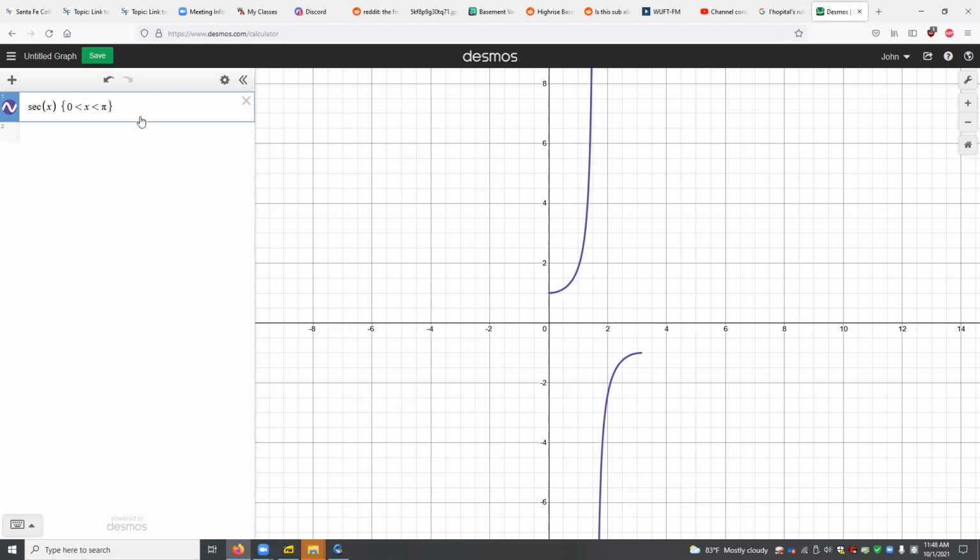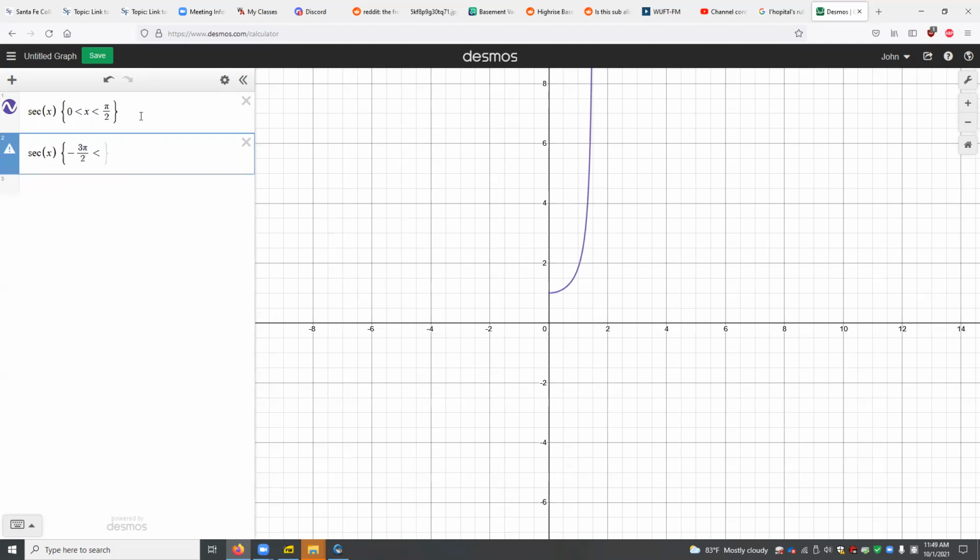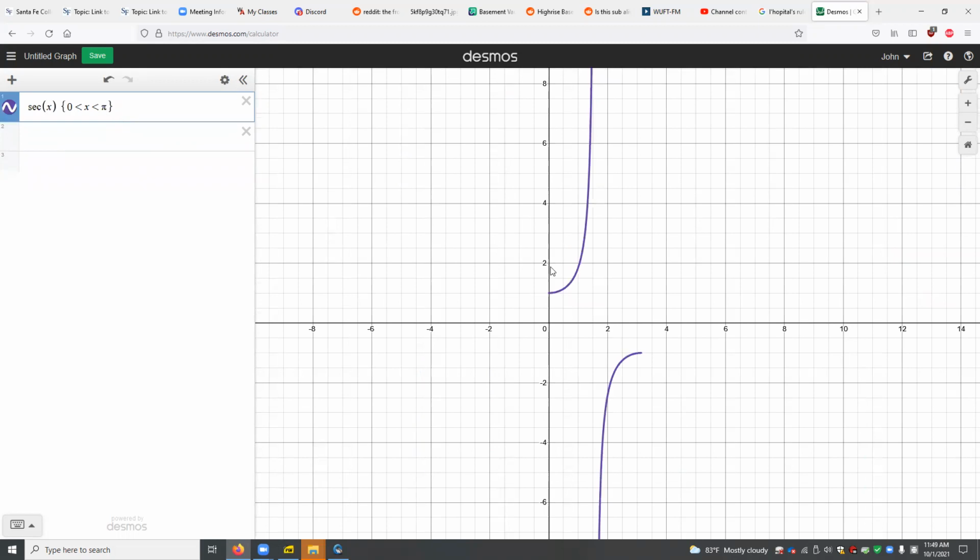Some people restrict this a little differently. They say 0 to pi over 2 and negative pi over 2, or something like that. I'm not sure what the other one is. There are other weird ways of restricting this, but the natural one, the one that everybody uses, is 0 to pi, the same as cosine. Cosecant, similarly. You can choose to restrict these in different ways.